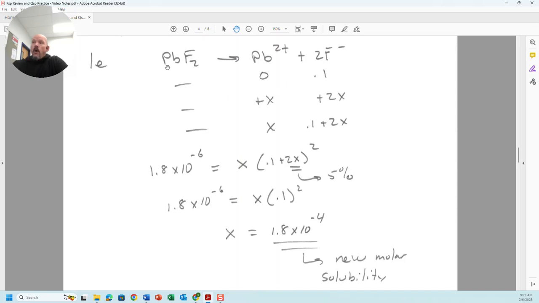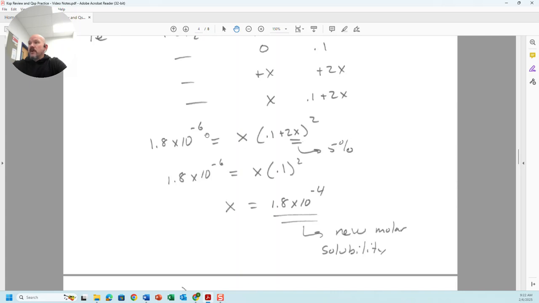So all we have to do is make a RICE chart. The lead is starting at 0, but the fluoride is starting at 0.1. The reaction has to shift this way a little bit to get some lead, so it'll be plus X, but plus 2X for the fluoride. At equilibrium, the lead would be X and the fluoride would be 0.1 plus 2X. So we plug those into the expression. We haven't changed the temperature, so this is still the solubility product: Ksp equals X times (0.1 plus 2X) squared.